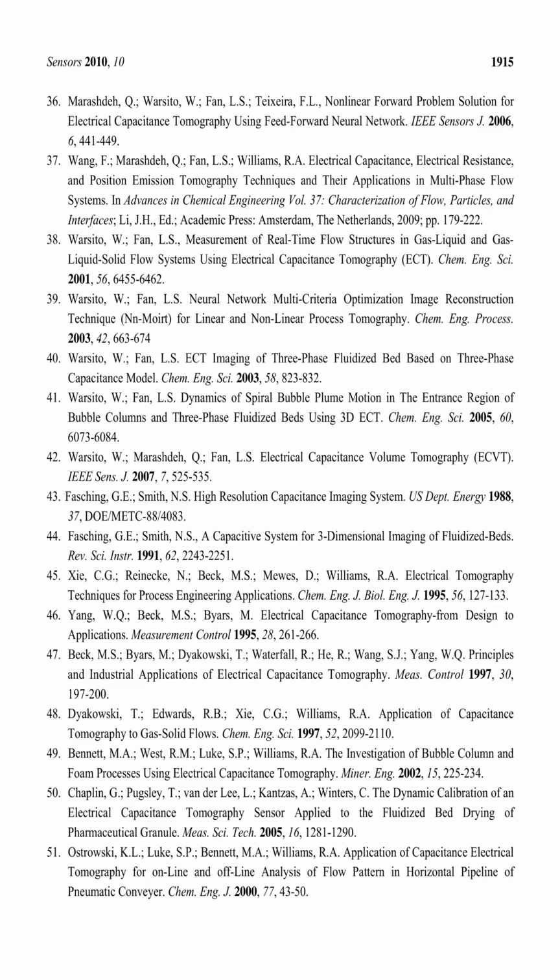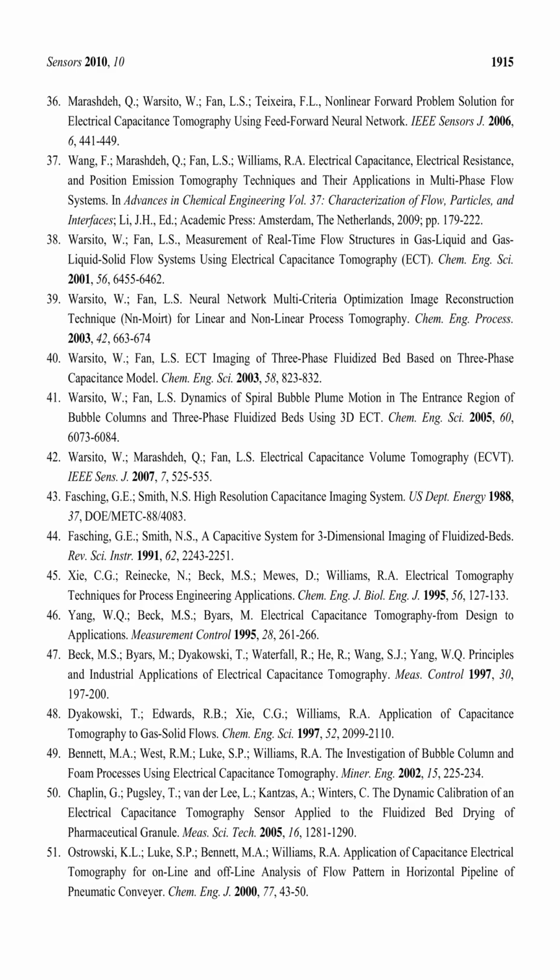7. Beck M., Byers T., Dyakowski T., Waterfall R., Hay R., Wang S.J., Yang W.Q. Principles and Industrial Applications of Electrical Capacitance Tomography. Measurement Control 1997, 33, 190. 8. Dyakowski T., Edwards R.B., Xie C.G., Williams R.A. Application of capacitance tomography to gas-solid flows. Chem Eng Sci 1997, 52, 2099-2110.